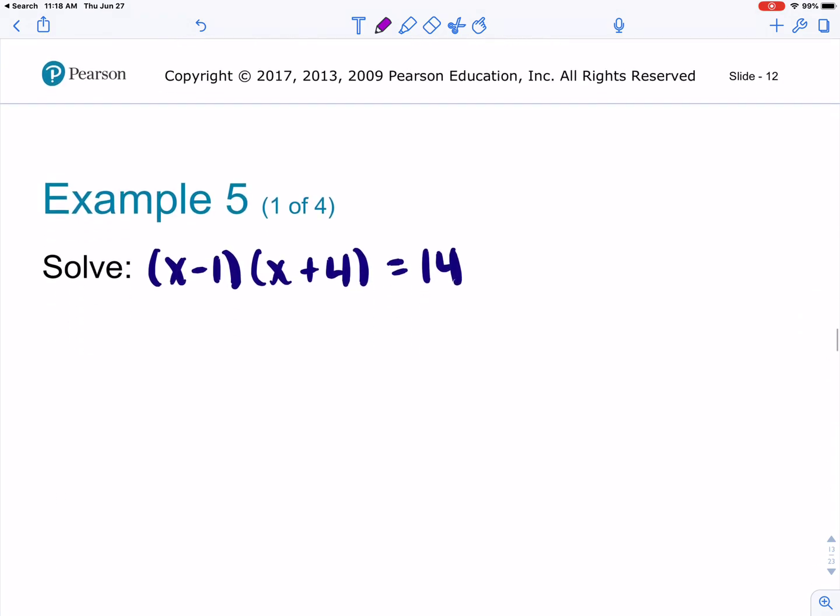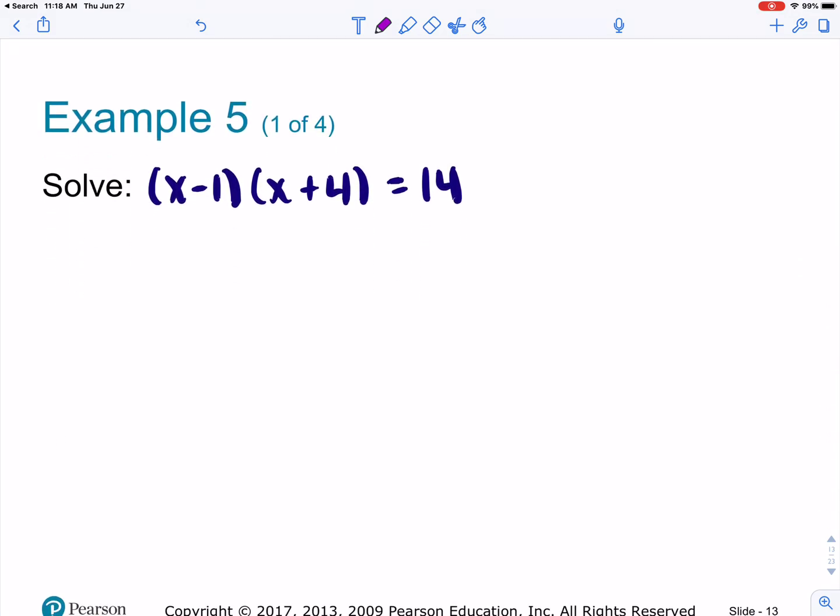Okay, next one. This one gets a little more complicated. Some people just say, well, I just got to subtract 14, I'm all good to go. No, in fact, what you're going to have to do is you're going to have to FOIL the first two together, and then set it equal to 0. So what I'm going to have to do is FOIL this, and then I have to set it equal to 0.